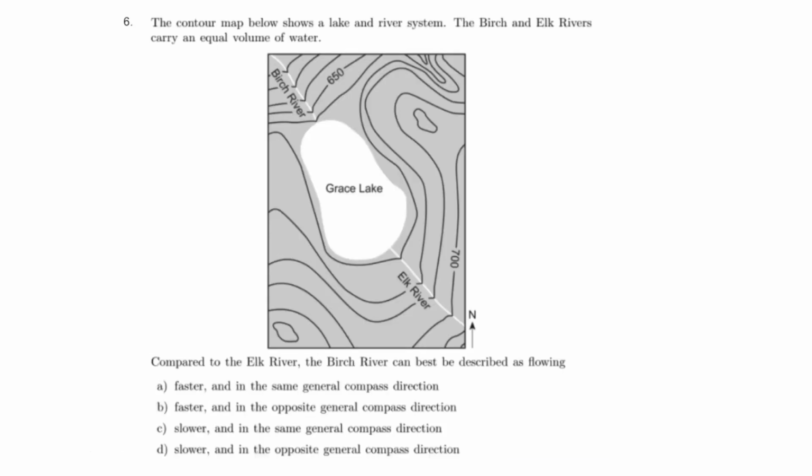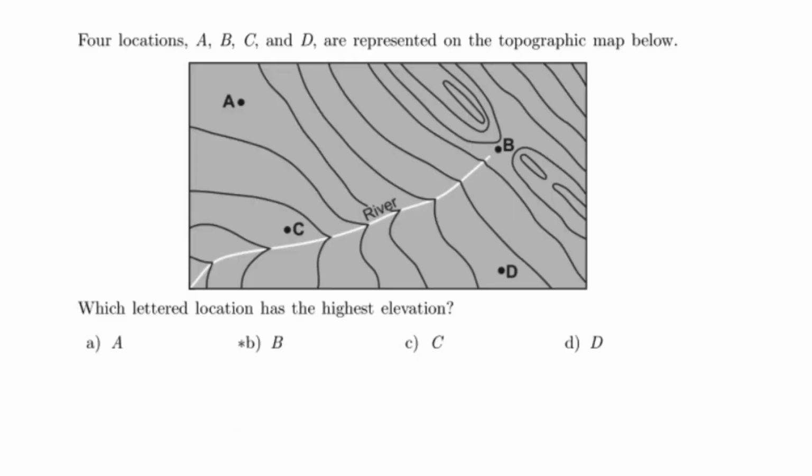So for the next one, number 7, go ahead and pause this video, try number 7, and unpause when you want to check your answer. Four locations A, B, C, and D are represented on the topographic map below. Which letter location has the highest elevation? The correct answer is actually B.